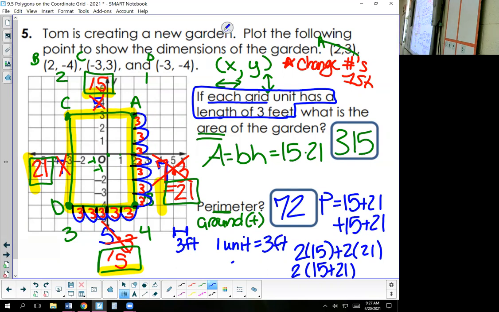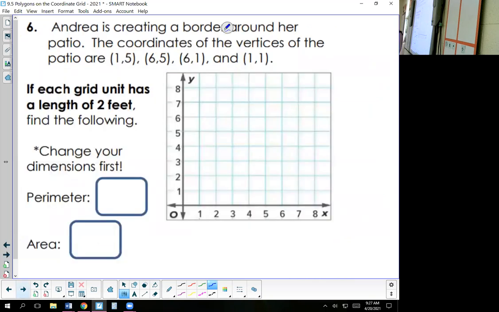Okay? All right, let's do another one. So you've got to be careful if you see anything about a grid being this long. Change the numbers first, like I wrote on the next one. Okay, Andrea is creating a border around the patio. Apparently I want to fall off the patio, so I'm putting up a railing. The coordinates of the vertices of the patio are shown. If each grid is 2 feet, very important, I have to keep in mind from here to here is really 2 feet.